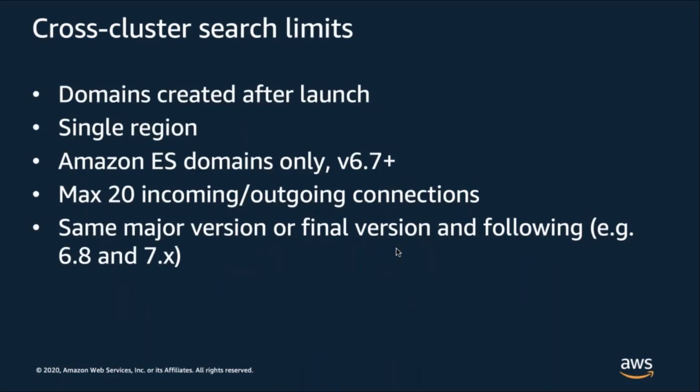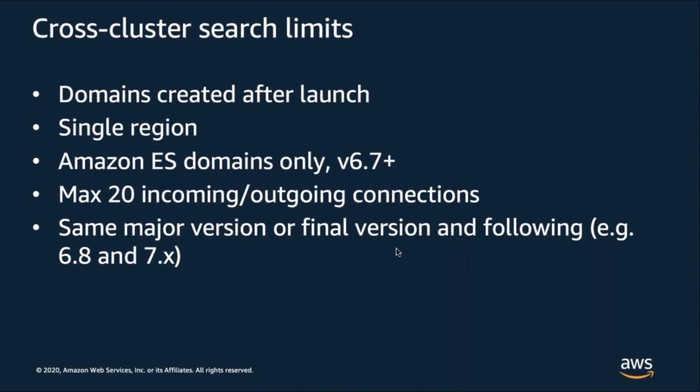So we'll talk a little bit about the limits and boundaries of cross-cluster search. You can enable cross-cluster search on an Amazon Elasticsearch Service domain that has been created after the launch date, which is late June this year. Any domain created after launch is eligible, provided it is version 6.7 or beyond. At the moment, the feature only works within a single region. You can't use cross-cluster search to connect domains in different AWS regions.